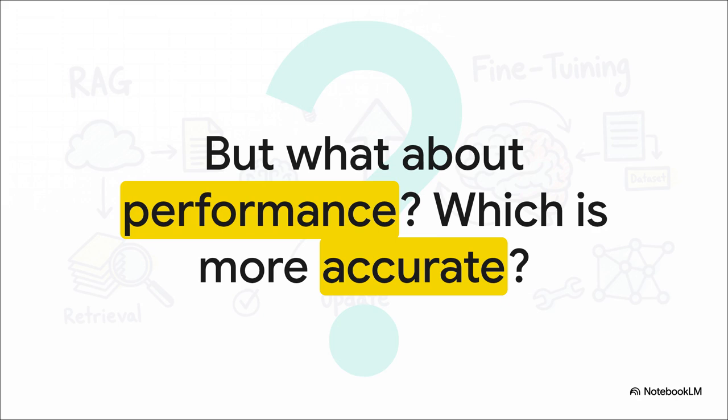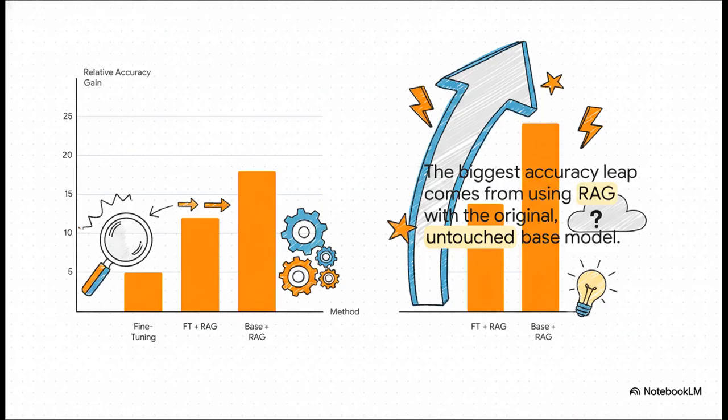Okay, so this all leads to the million-dollar question, doesn't it? We've talked about cost, we've talked about complexity and speed. But when it comes to the whole point of this, injecting new knowledge to get more accurate answers, which one actually does a better job? Well, the results from a direct comparison are pretty mind-blowing, actually.